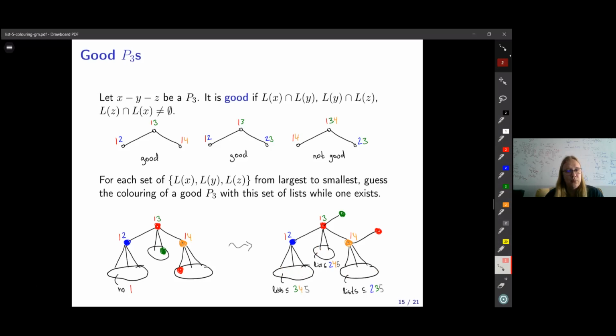And so I can get rid of all of them. There's a small technicality about going from largest to smallest set of lists, because here we did one set of lists. Well, I could have finished one set of lists and then done another kind of P3s and changed lists so that now somebody became a good P3 again.